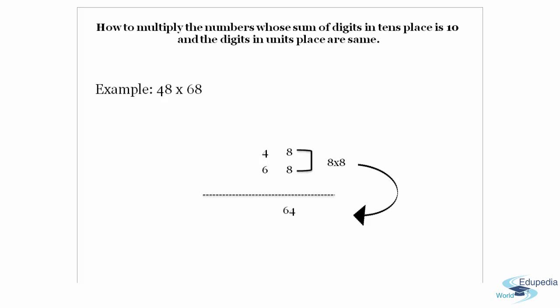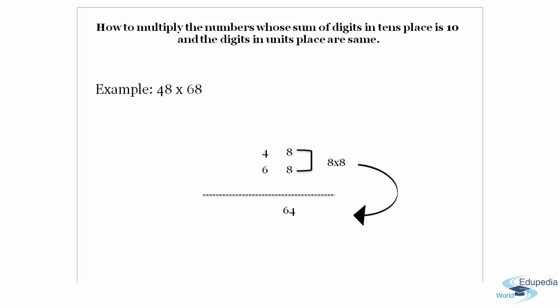One more important note here is that whenever you multiply the numbers in the units place, if you get the product as a single-digit number, you have to prefix it with 0. And if you get a two-digit number, there is no need to prefix 0. Just write it as it is.